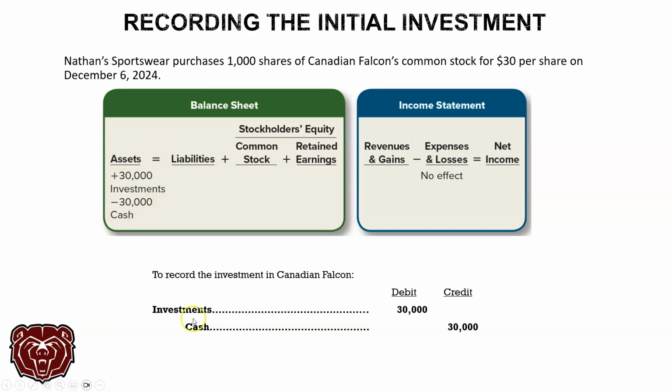Your journal entry looks like this: a debit to investments, which is a new asset. This is an increase, and a credit to cash, which is a decrease to that asset. This is the type of journal entry we've been doing pretty frequently all year long, so it shouldn't be anything new or shocking for you.